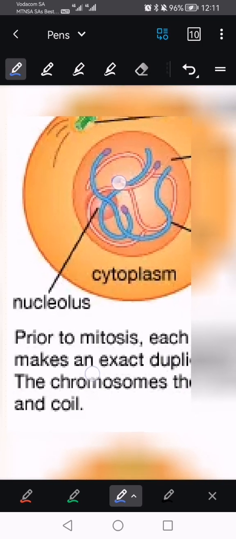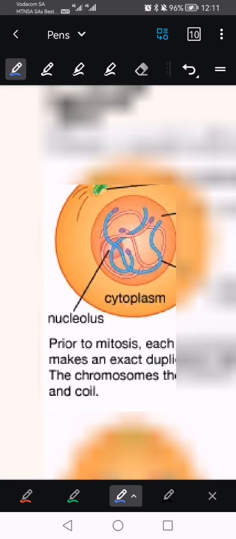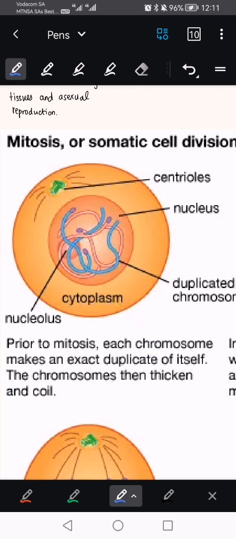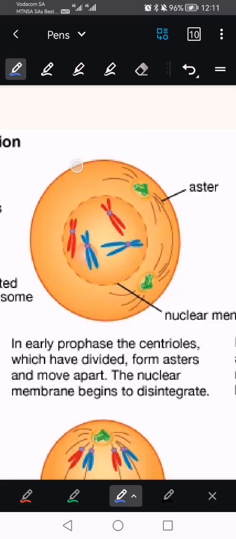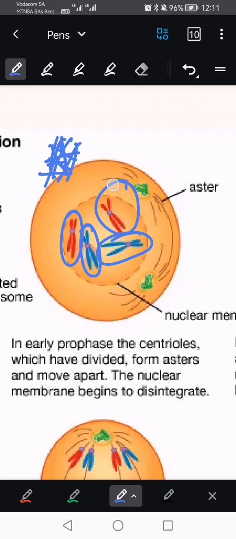But if we just quickly look at the processes of mitosis, here we would know that prior to mitosis, each chromosome makes an exact duplicate of itself. The chromosome then thickens and coils. That we know is the chromatin network, which is thickening and coiling, right? And then when we move on to prophase, remember, the chromatin network first looked like that. But because of the thickening and the coiling and the replication that took place, it now appears as chromosomes.